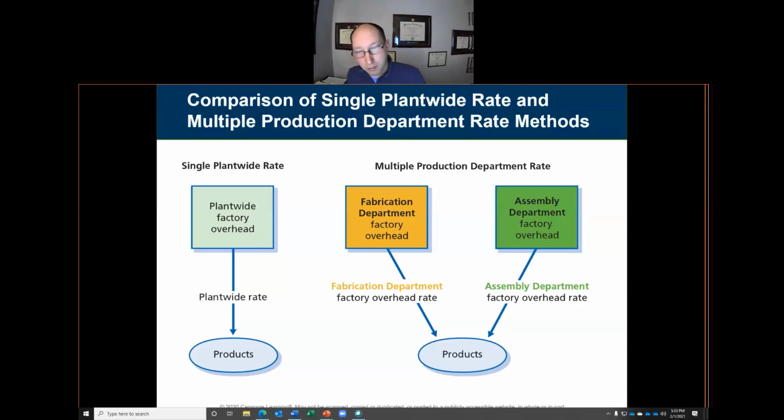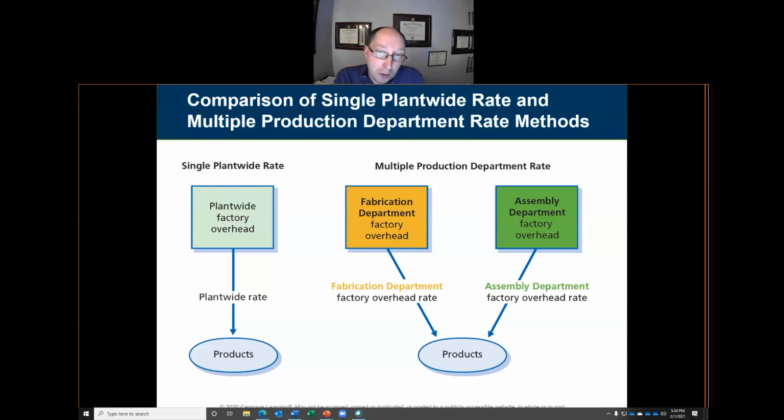So here we go. Let's talk about our company, Ruiz Company. We manufacture snowmobiles and riding lawnmowers. Sounds like a nice company, right? So using the single plant-wide method, it's just the one rate. We talked about that. 1.6 million divided by 20,000 labor hours gets us $80 per hour. So $80 times the 10 hours to create one unit is $800. That's the single plant-wide method.